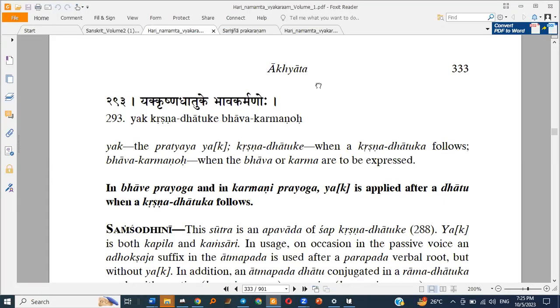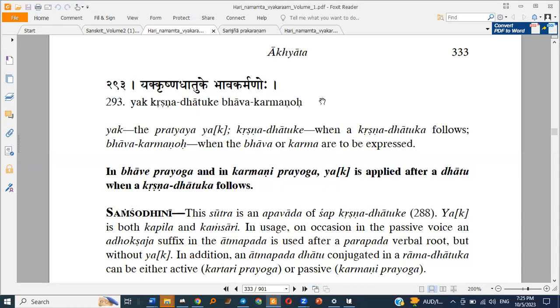Yak Sarvadhatuke Bhava Karmanoh, Sutra 293. So in Bhave Prayoga and in Karmani Prayoga, instead of Shap, which we had inserted in the Parasmaipadas, generally applied in the Kartri Prayoga, the active voice sentences, in the passive voice sentences, Yak is applied after a Dhatu when a Sarvadhatuka follows.